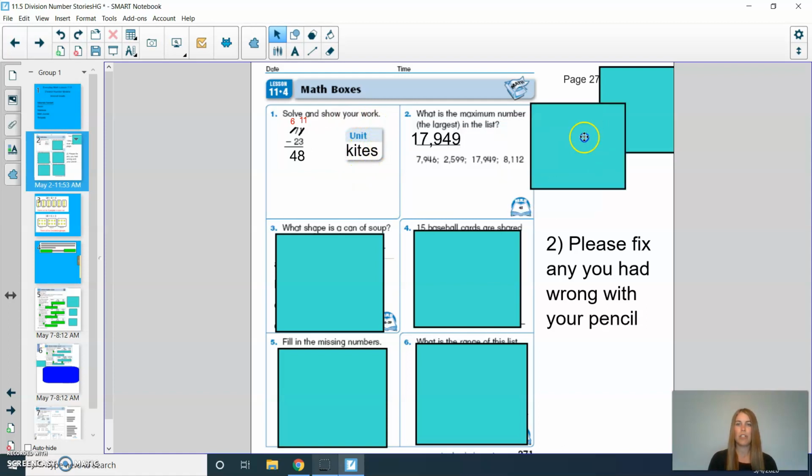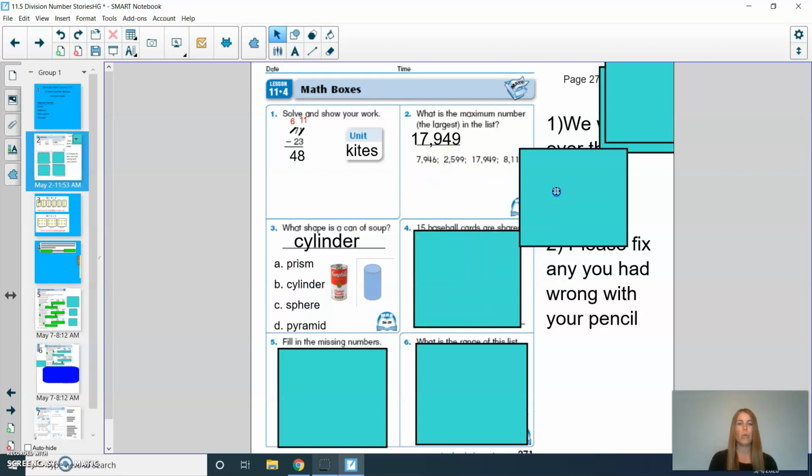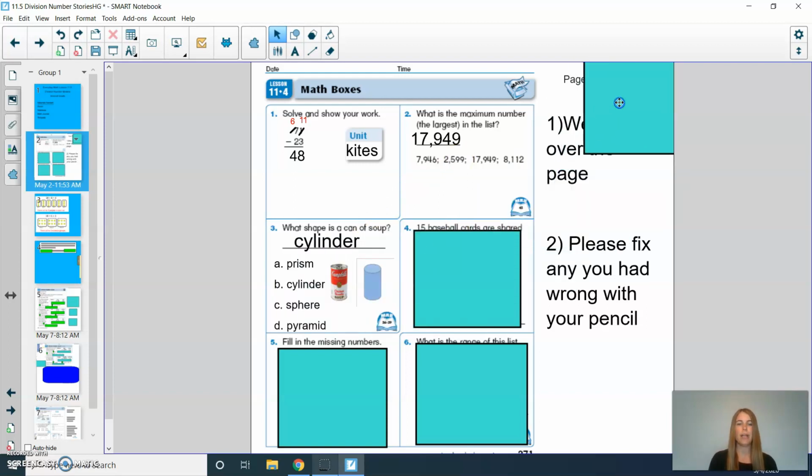For question number 2, what is the maximum number or the largest number in the list? And you should have had 17,949. For question 3, what shape is a can of soup? And you should have had cylinder.